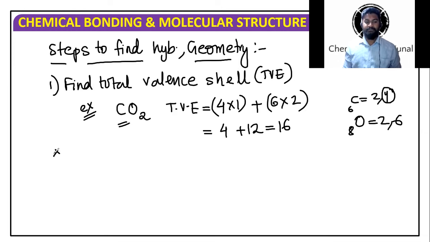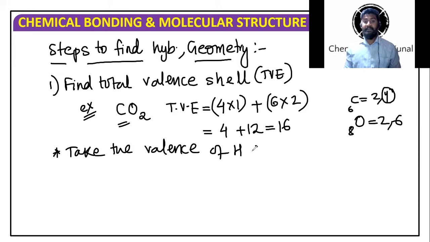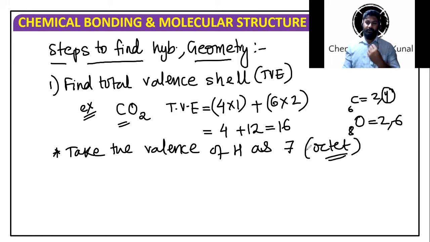Now, there's one thing you must know. Take the valence electron of hydrogen as 7. Why? Because it's on the basis of octet assumption. So since we assume it to be octet, that's why hydrogen is taken as 7. This is something that you have to take just for this particular shortcut technique. Now, as we are done finding the total valence electron, always divide total valence electron by 8.